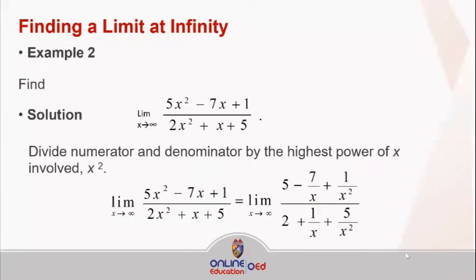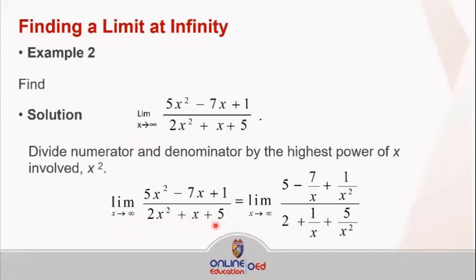For the example number 2, ang problem natin is we have the limit of 5x squared minus 7x plus 1 over 2x squared plus x plus 5 where the limit of x is approaching infinity. So yung rule natin dito is first is we need to divide the numerator and the denominator by the highest power of x involved, x squared. So meron tayo, ito yung problem natin.